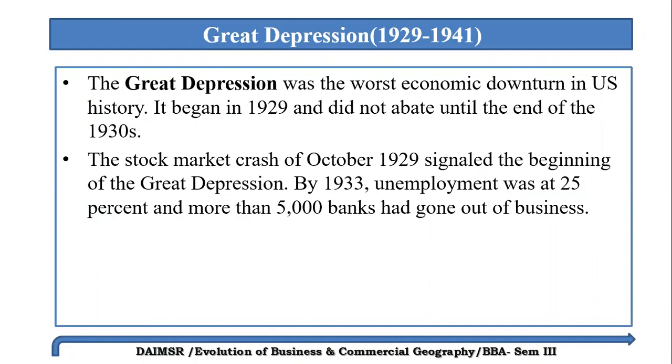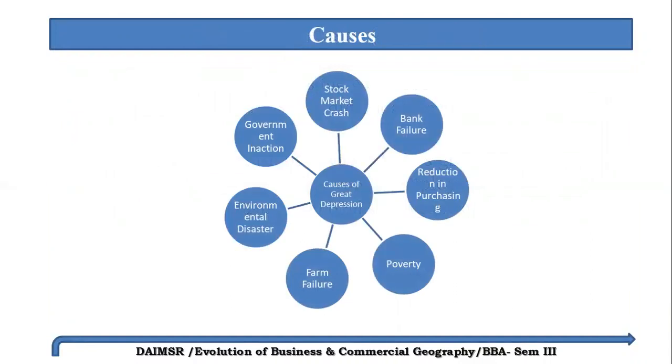Economists and historians often cite the Great Depression as the most critical economic event of the 20th century. It lasted for 10 years, from 1929 to 1939, and was the worst economic depression in the history of the United States. So now let's discuss the causes behind the Great Depression.